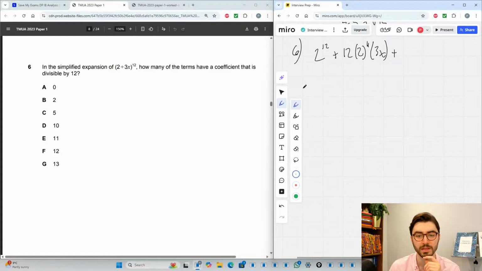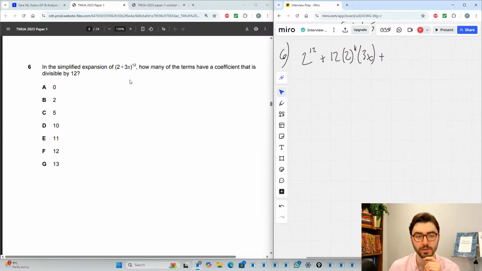So in order to be divisible by 12, you need to have at least a factor of 3 and two 2s in it. So the first one has no 3s. All of these will, because these all have more than one 2 and they have a 3 in them, all the way up to the other side, which would be 12, 2 to the 1, 3x to the 11, 3x to the 12.